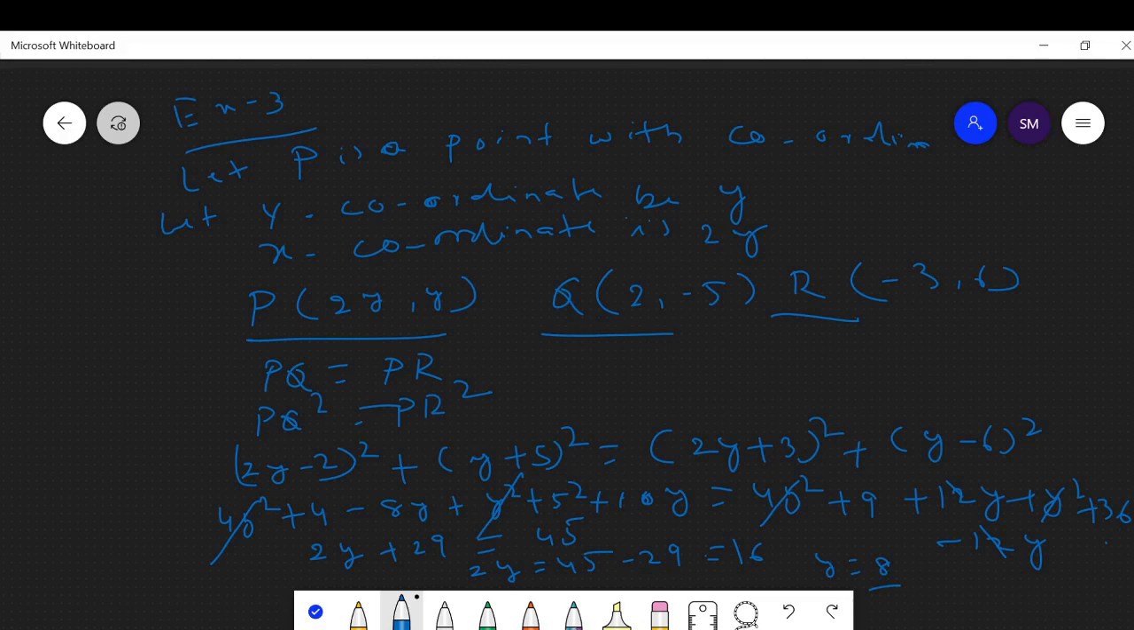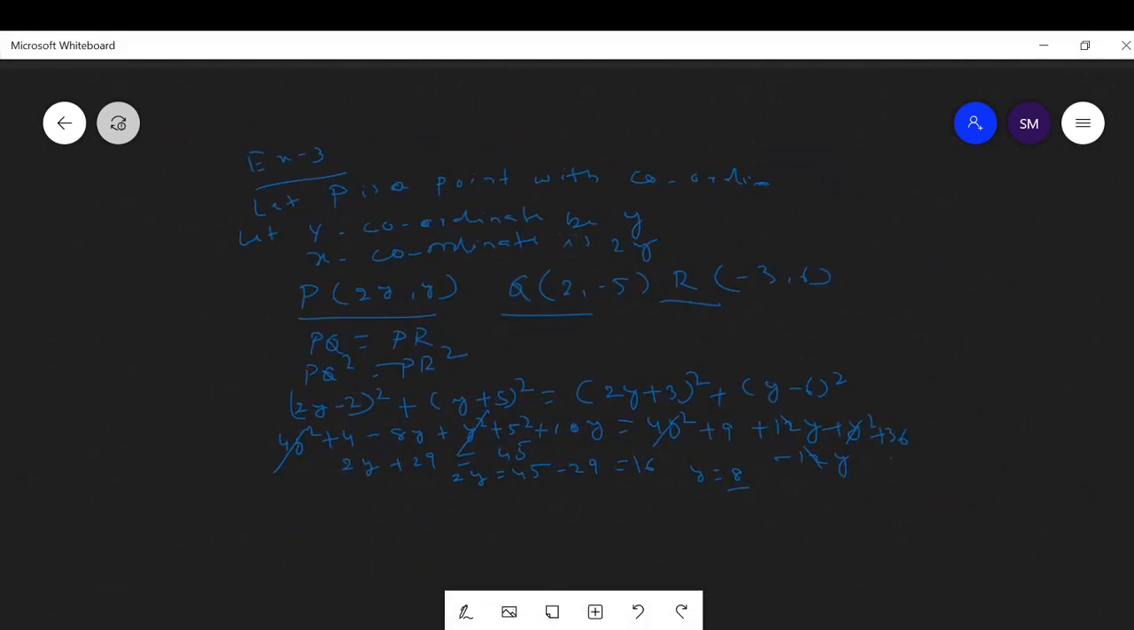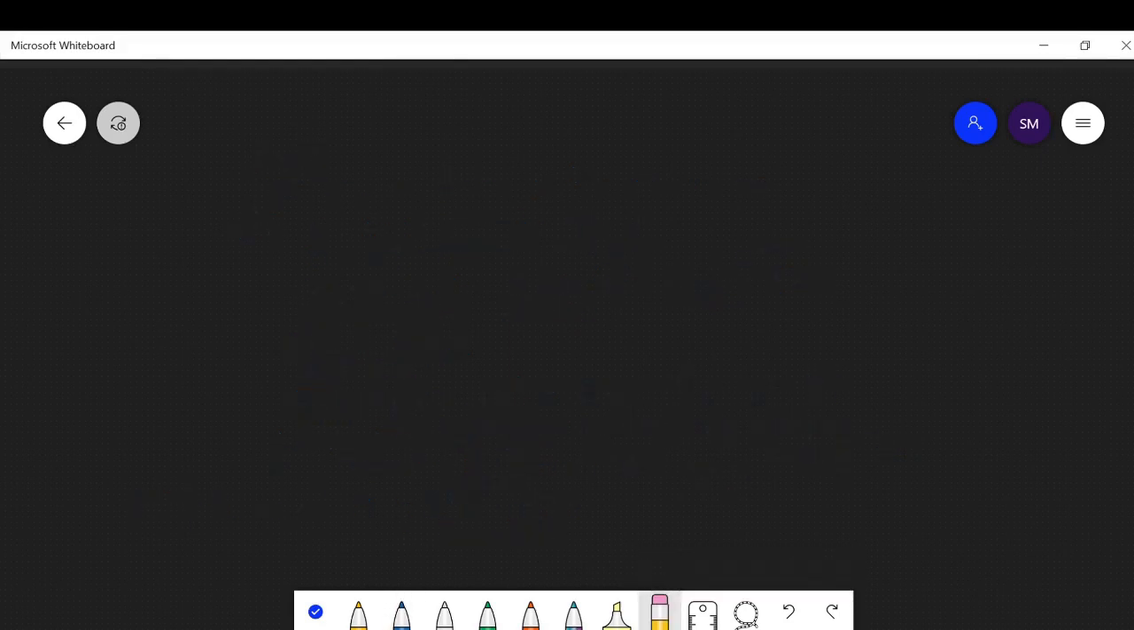Then here the point P has the coordinate 2y, which means P with the coordinate 16 and 8. P is a point with coordinate 16 and 8 such that P is equidistant from the points Q and R, means PQ is equal to PR. Okay. These all questions are applications of distance formula.